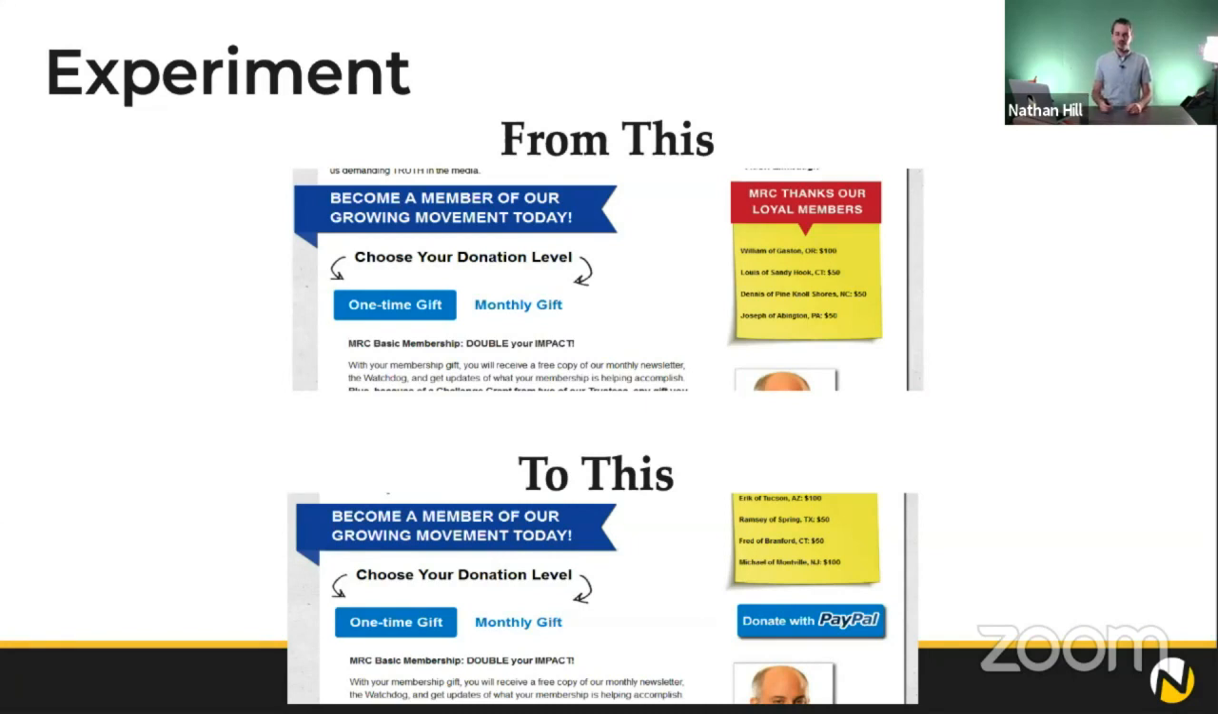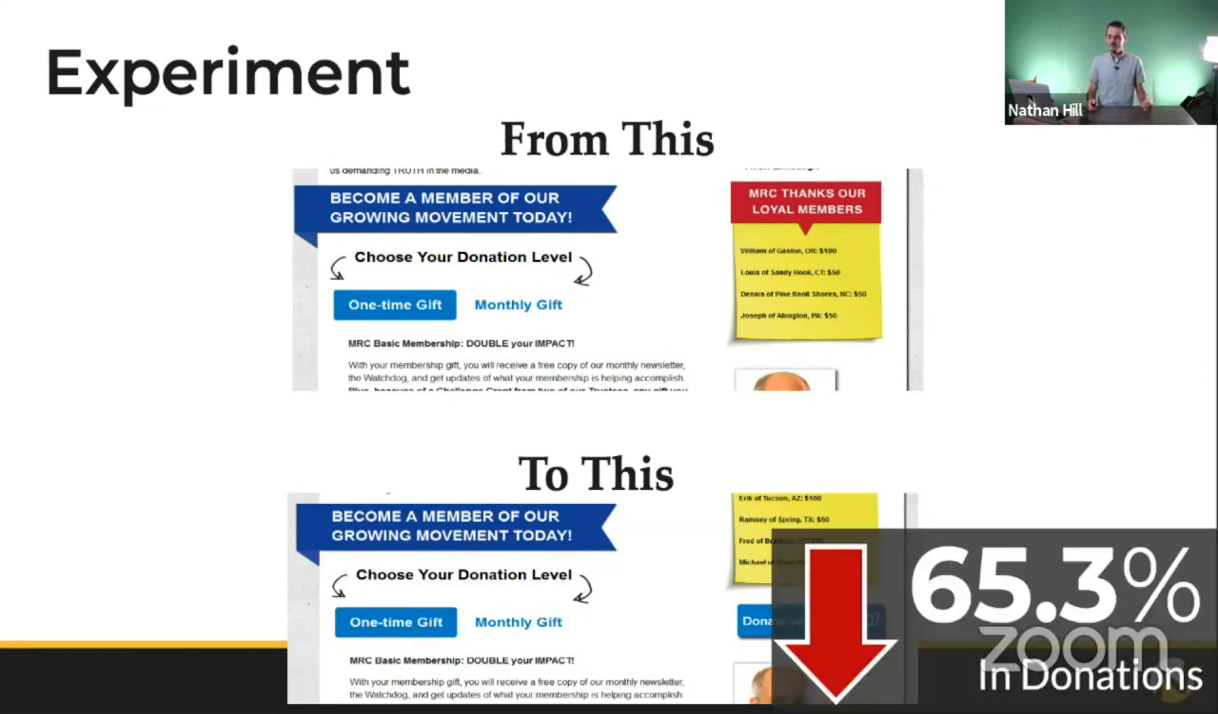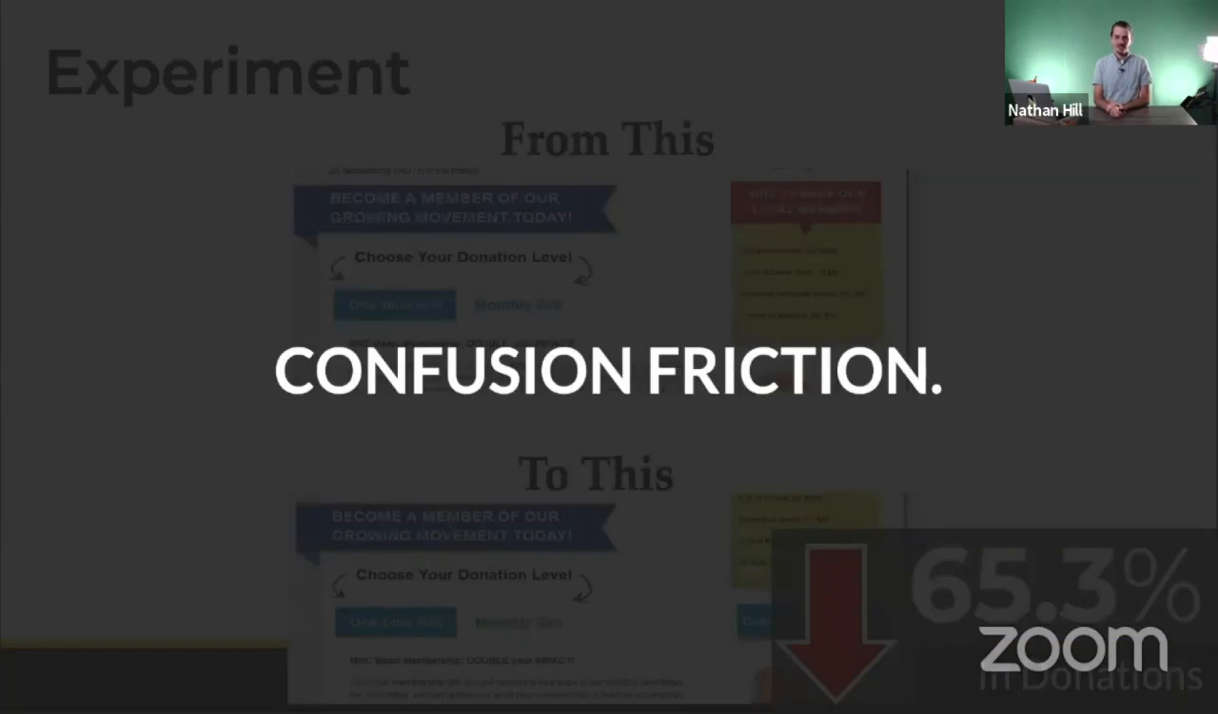Are those really related? Are those the same thing? Can I give a one-time gift and also donate with PayPal, or a monthly gift with it or without? I don't know what you want me to choose here. This doesn't seem like a choice that I'm even able to make. This is what we call confusion friction. This leads to a 65% decrease in donations. So be careful what types of things you're asking your donor to do. Are they equipped to actually make that decision, or is what you're asking them to do confusing? Be careful of things like this.